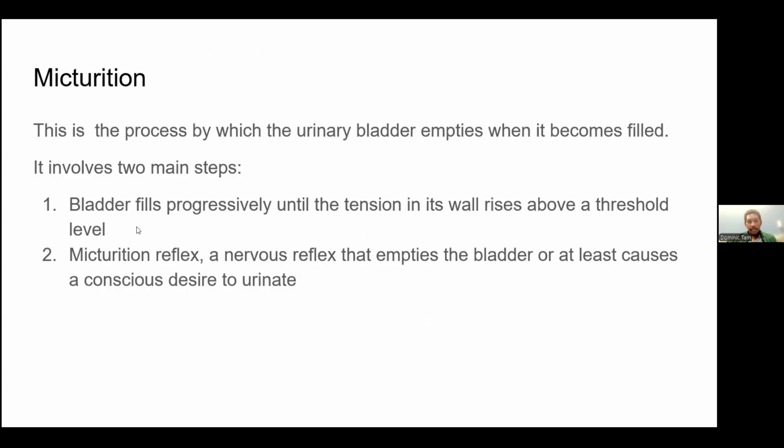Next, let's touch on the physiology of micturition. This is the process by which the urinary bladder empties when it becomes filled, and it involves two main steps. The bladder is going to fill progressively until the tension in the wall rises above the threshold level. That is our storage phase, and then there is the micturition reflex, a nervous reflex that empties the bladder or at least causes the conscious desire to urinate, or void phase.